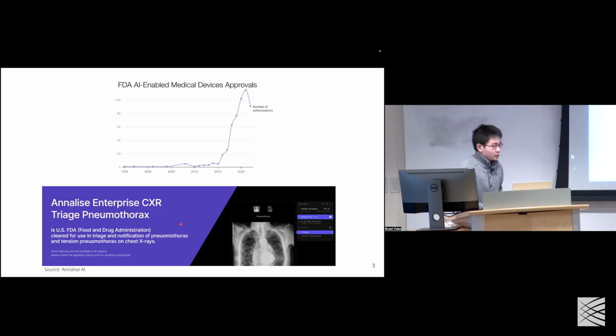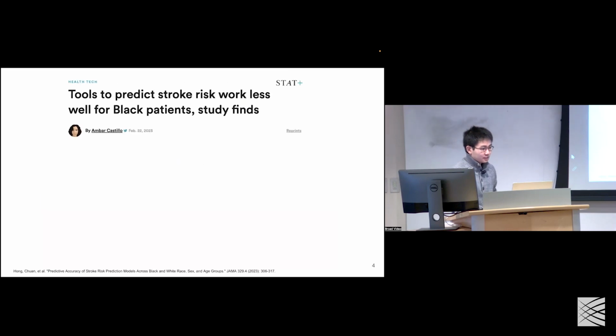Machine learning models are very good at minimizing overall training error. But if you care about something other than performance, maybe fairness or performance on some subgroups, ML models have been shown to have failure modes there. As an example, here's an article from Stat News last week, which shows that tools to predict stroke risk work less well for Black patients.